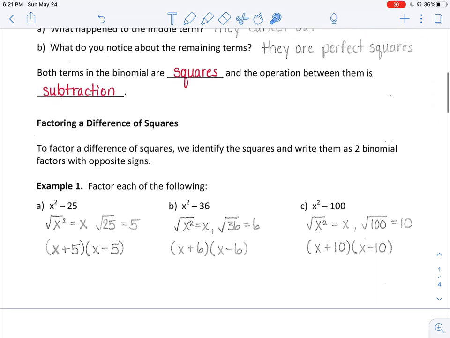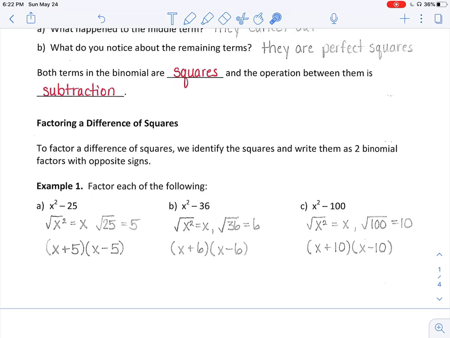So if we go back down here, factoring a difference of squares. To factor a difference of squares, we identify the squares and write them as two binomial factors with opposite signs. So example 1, factor each of the following. We have x squared minus 25. This term, x squared, and this other term, 25, are separated by a subtraction sign. So if I square root x squared, I get x. If I square root 25, I get 5.